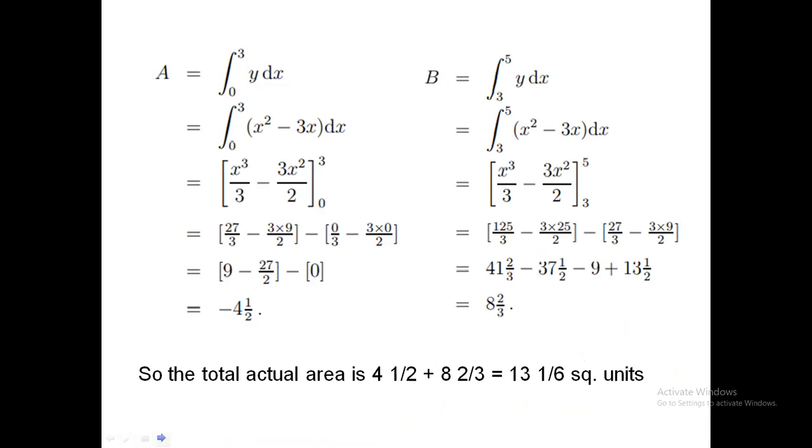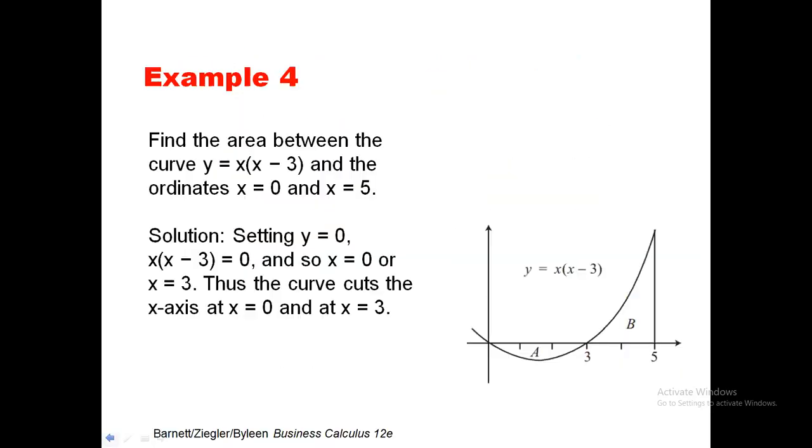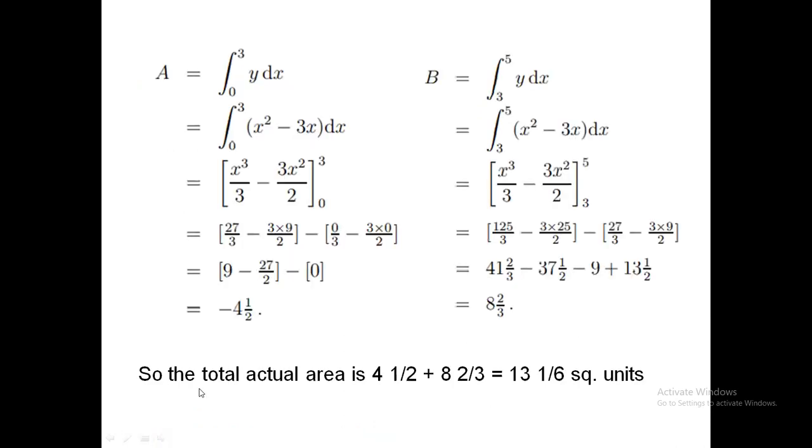For the B part, it should be 3 to 5. So you have your 3 to 5, the same equation, substitute, you have this. So the total actual area is the negative of the area A computed plus the area B. And that's 13 and 1/6 square units. Do you get it? Okay, if there are no questions, we will proceed.